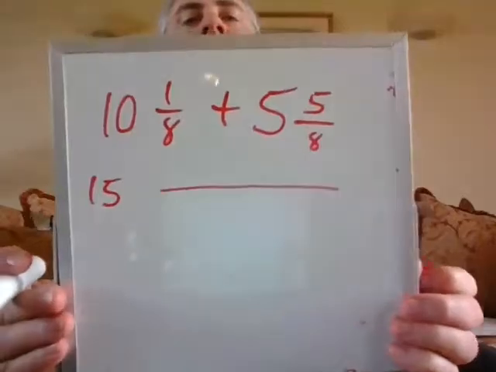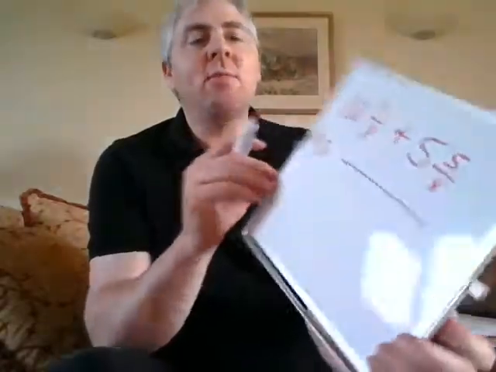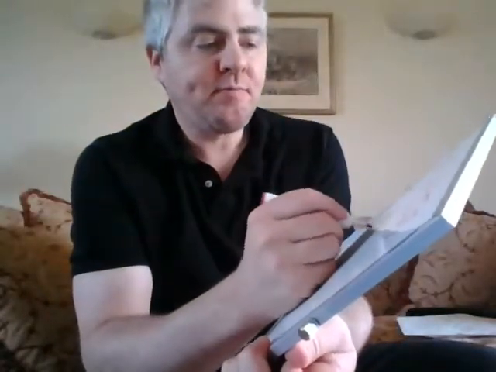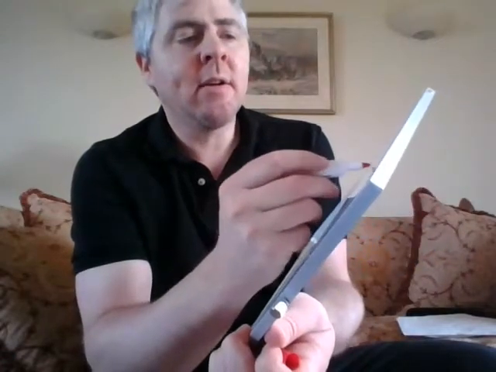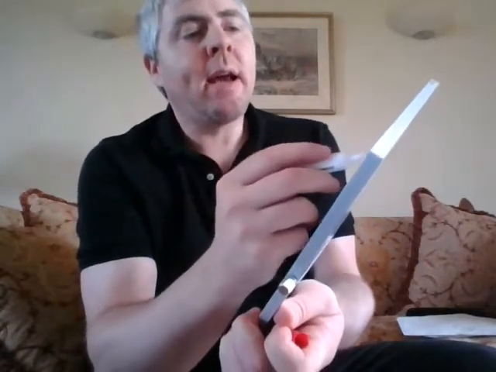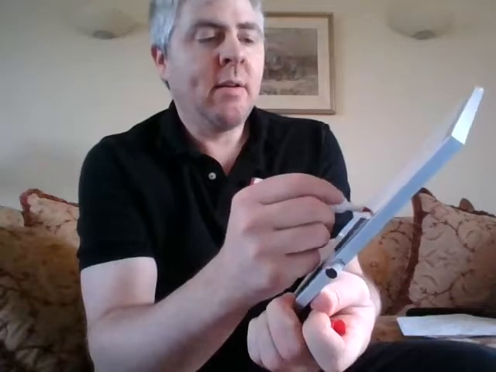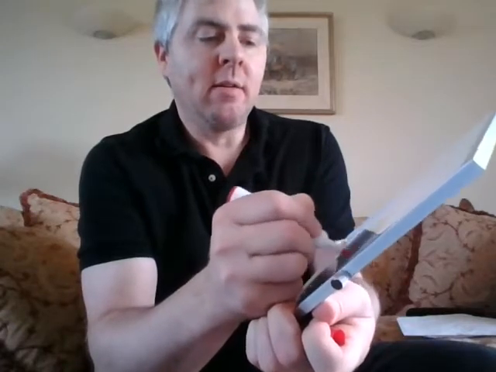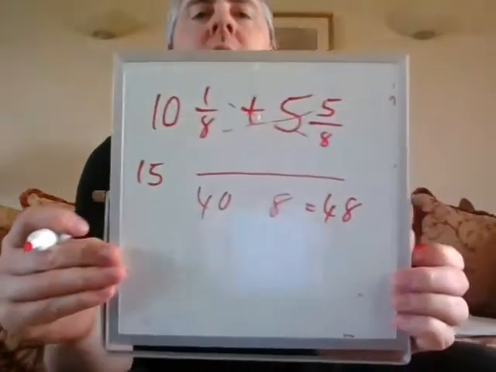You go diagonally. So just pretend, don't look at the whole numbers now. The 10 and the 5, just ignore those. You just look at the 1/5 and the 5/8. So what you say is, here, 5/8 are 40, because you do it diagonally, like that. And 1/8 is 8. So that comes to 48.